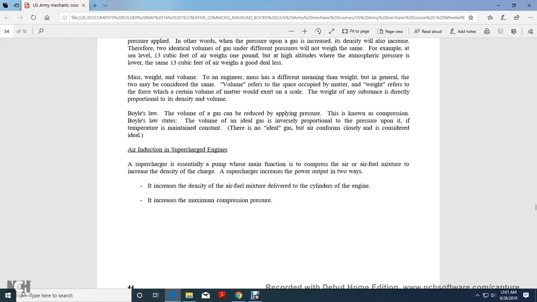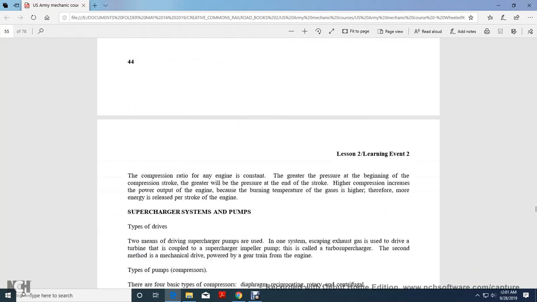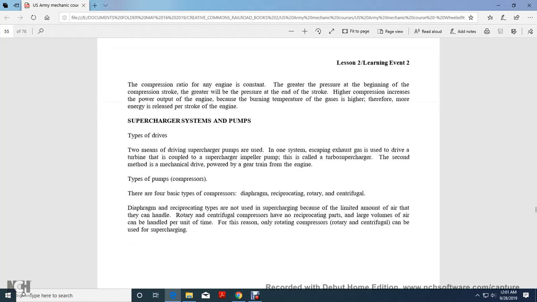In an air induction supercharged engine, the supercharger is essentially a pump whose function is to compress the air and fuel mixture to increase the density of the charge. Supercharging increases the power output in two ways. It increases the density of the air-fuel mixture delivered to the cylinders of the engine, and it increases the maximum compression pressure. The compression ratio of the engine accounts for the greater pressure at the beginning of the compression stroke, with greater pressure at the end of the stroke. Higher compression increases the power output of the engine, because the burning temperature of the gas is higher and therefore the energy released per stroke of the engine is greater.